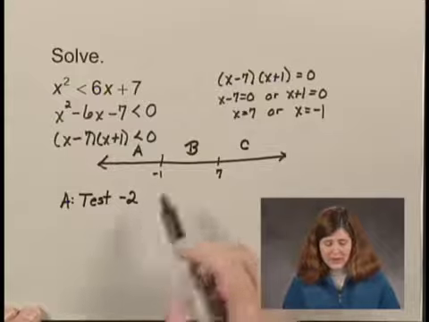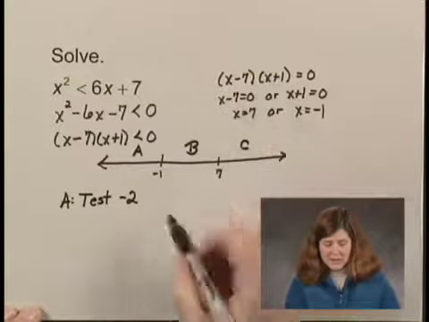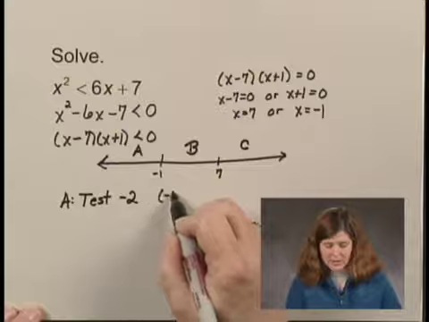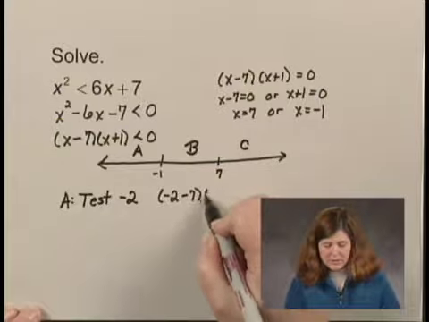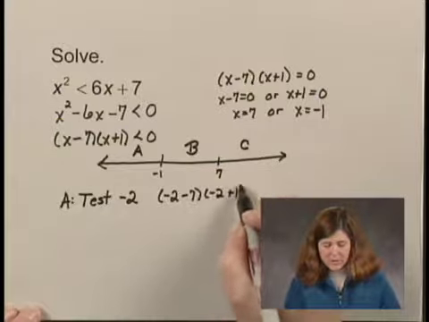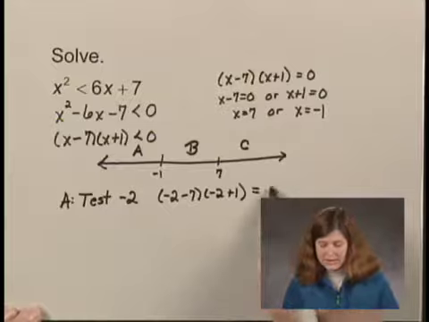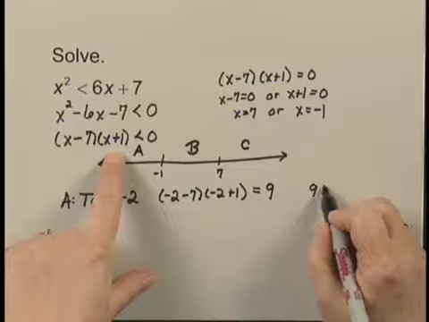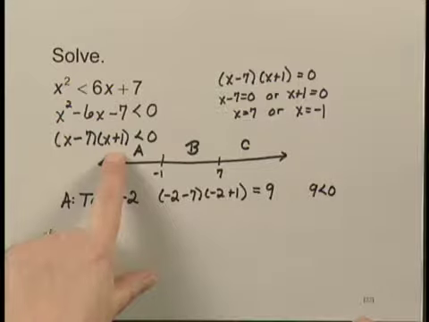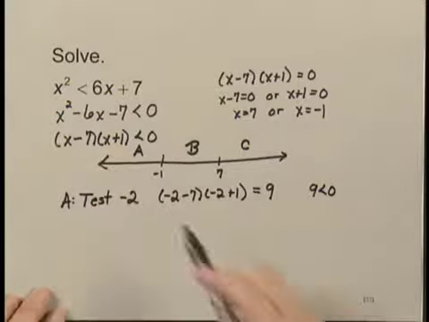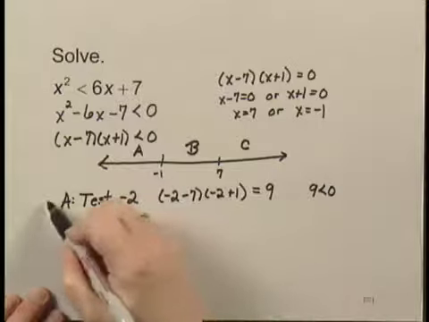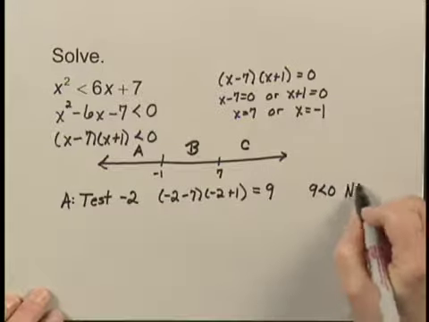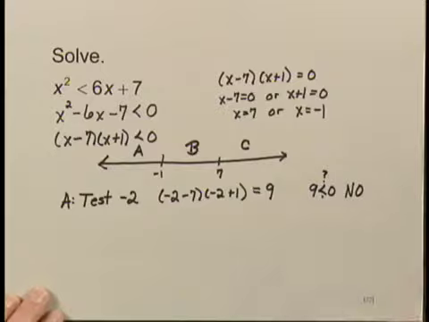Now I'm going to find this value here of negative 2 minus 7 times negative 2 plus 1. That is 9. And I ask myself, is 9 less than 0? Well, no, it's not. So interval A will not be part of the solution set.